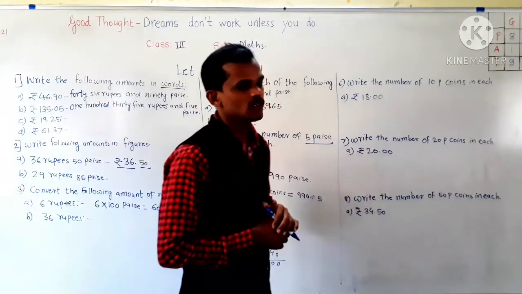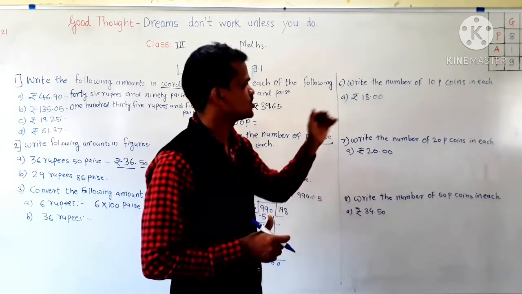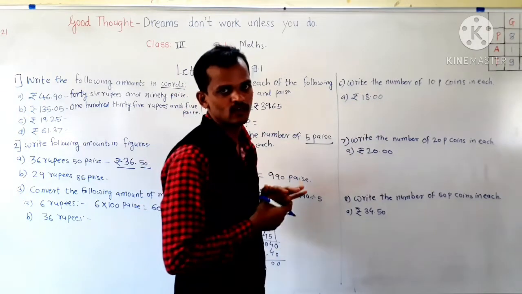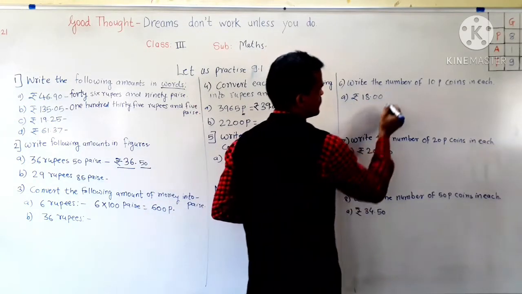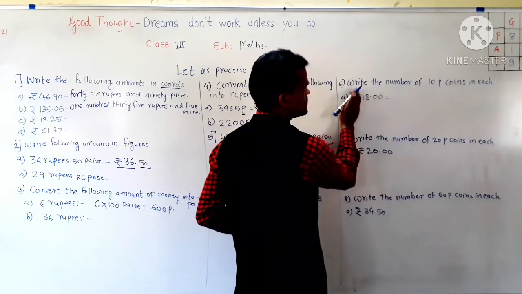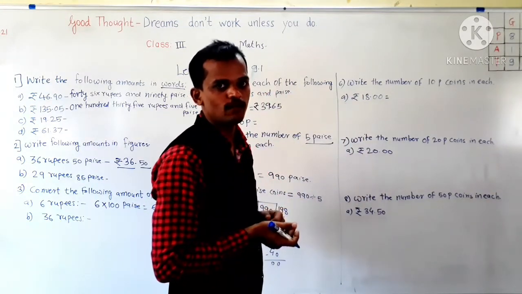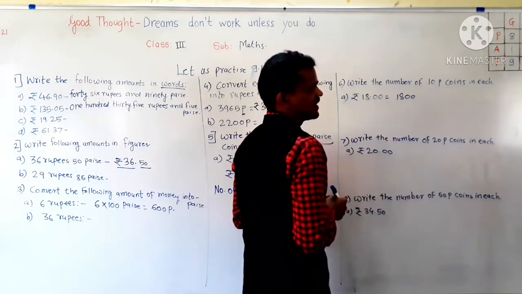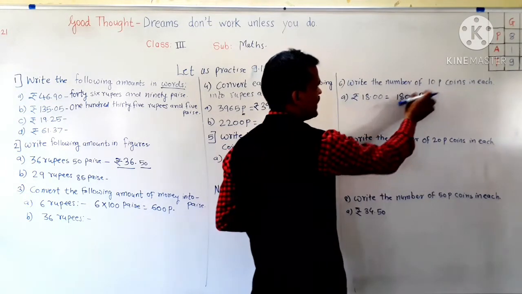Then question number 6, write the number of 10 paise coins in each. Here also convert that amount into paise and then divide by 10. So you will get the number of 10 paise coins. So rupees 18.00 is equal to, remove this point and remove this rupees sign and then write paise. So you will get that amount in paise, 1800 paise. Now divide this number by 10.